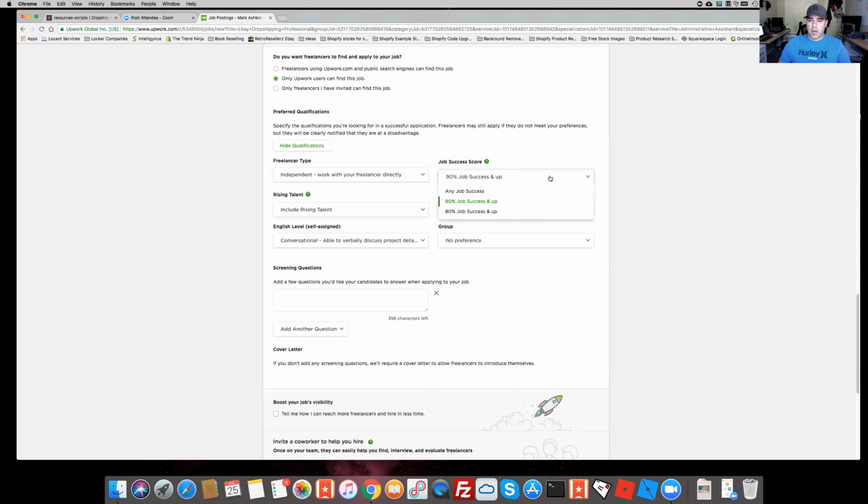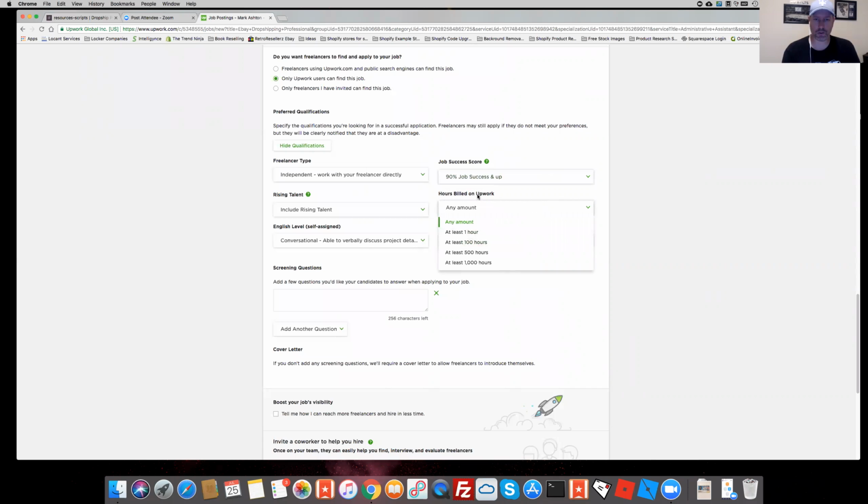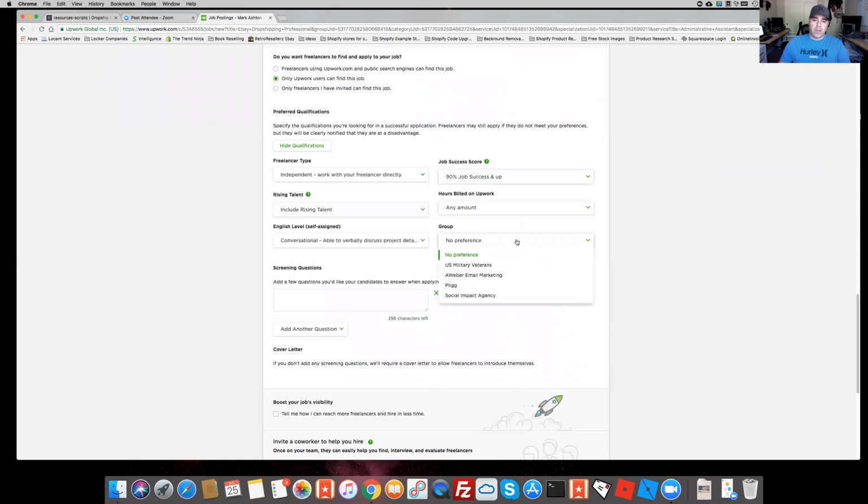It's like an Upwork grading system. Yeah, I mean, I would probably stick with 90% and above. Okay. Let's see, hours billed to Upwork. I would just put any amount, because you're going to set how many hours. Right. Yeah. And then this says no preference. No preference on that. Okay.